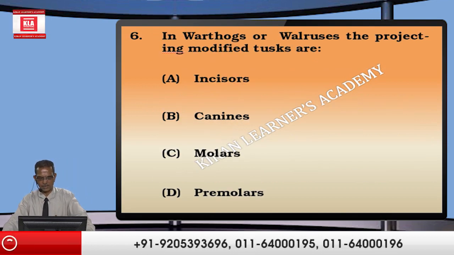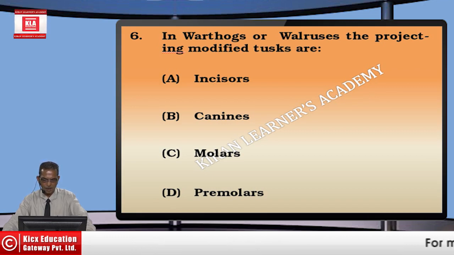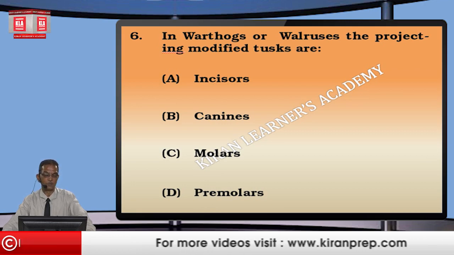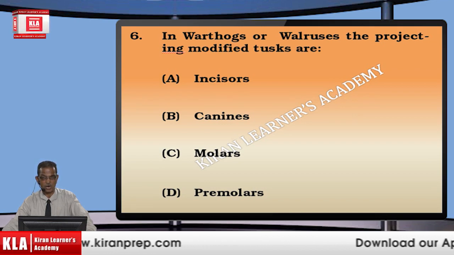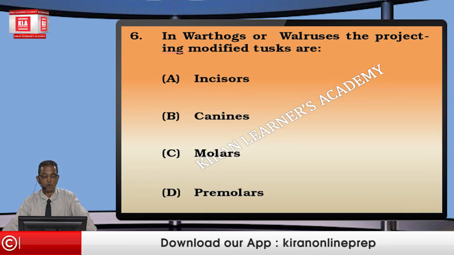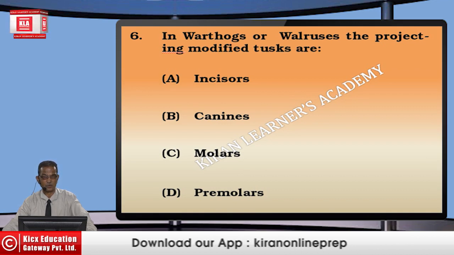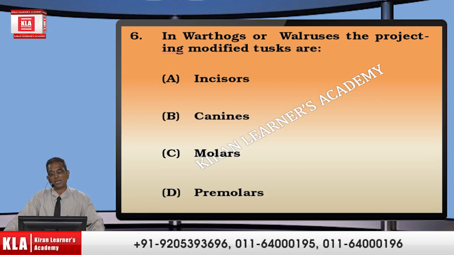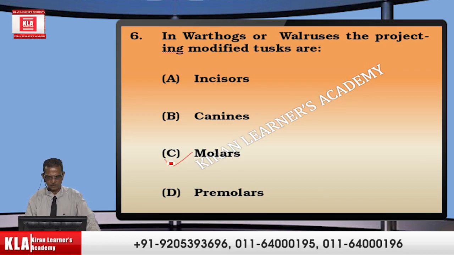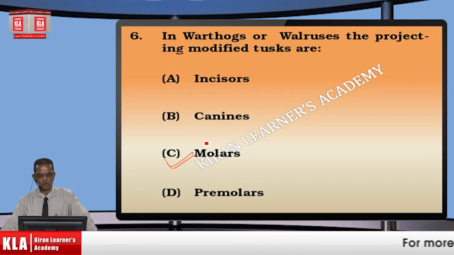In warthogs or walruses, the projecting modified tusks are incisors, canines, molars, or premolars? Now, if you have seen a walrus or a warthog or even a wild pig, you would see a sort of developed tooth called tusk coming out. What is it? Is it like an incisor in the case of the elephant? Or is it not an incisor but some other type of tooth? When the structural study is done, it is found that the tusk in the case of warthogs or walruses has a similarity with that of the molars rather than with incisors, canines or premolars.